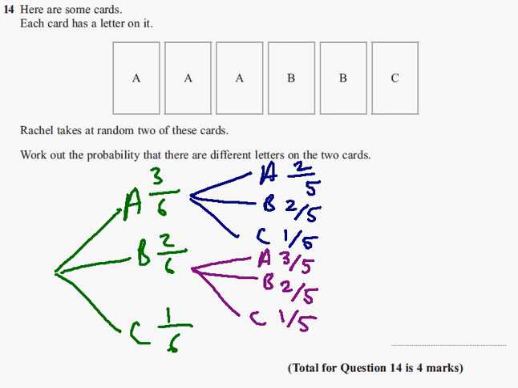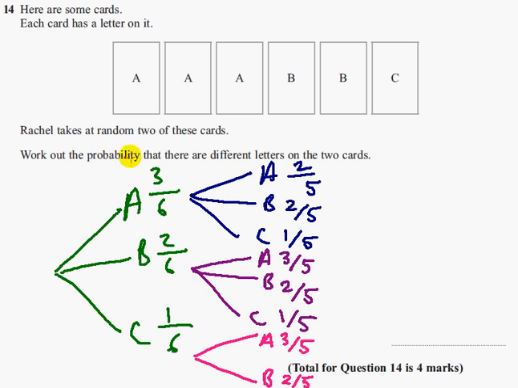And finally, if she picks a C first, she can either get an A or a B. She cannot get a C as there's only 1 C card. So if she'd picked a C first, 3 out of 5 would be an A, and 2 out of 5 would be a B. Okay.